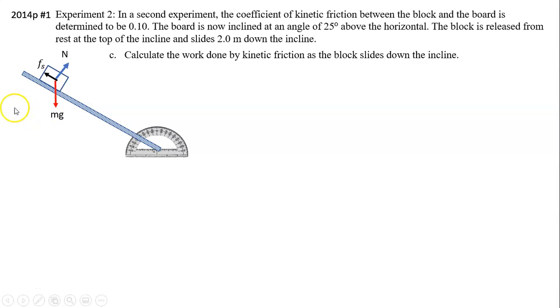So let's take a look at our free body diagram. So here is the board. We have to measure this angle, and here are the forces. In this diagram, x would be going downward, that's positive, and y would be perpendicular to the board. So you can see the normal force actually equals mg times cosine theta, because the theta between the incline and the horizontal and theta between mg and the normal are the same. So N equals mg cosine theta. So your friction equals mu k times N, or mu k mg cosine theta.